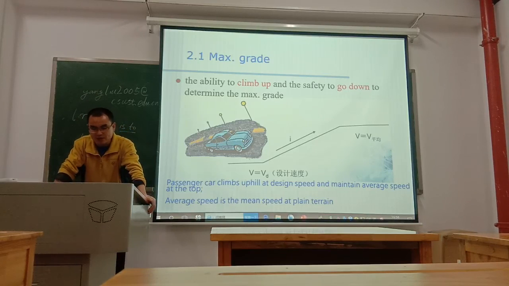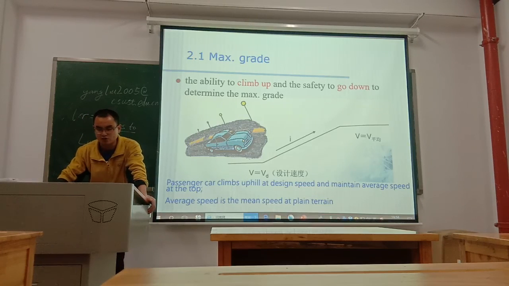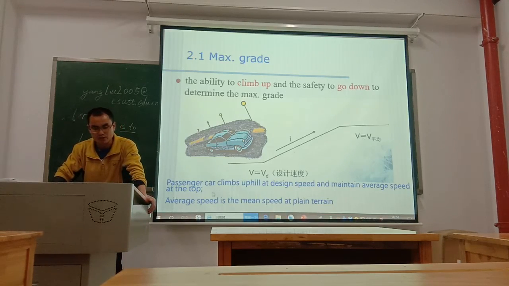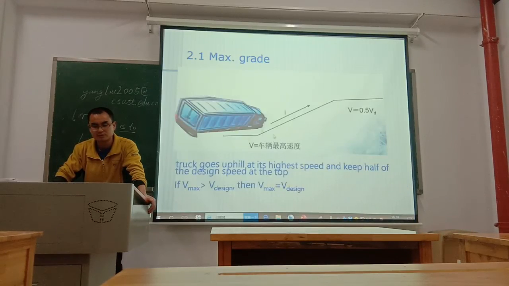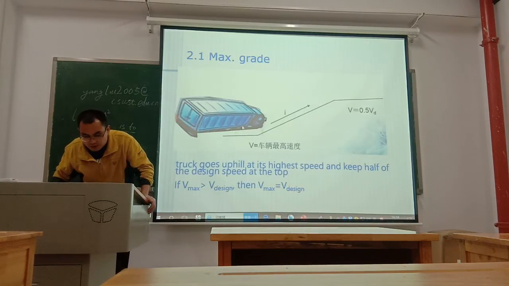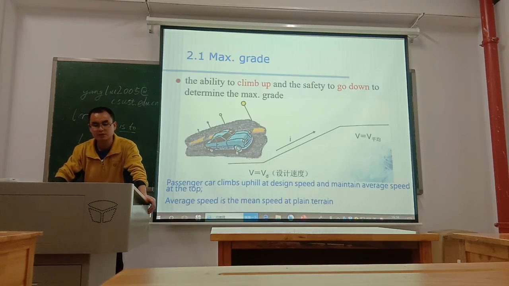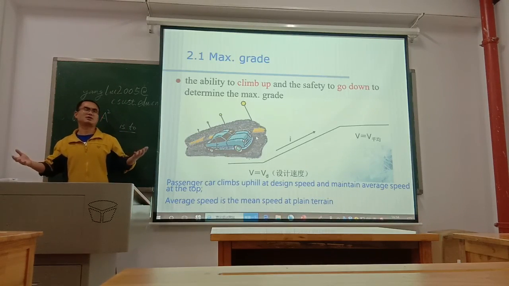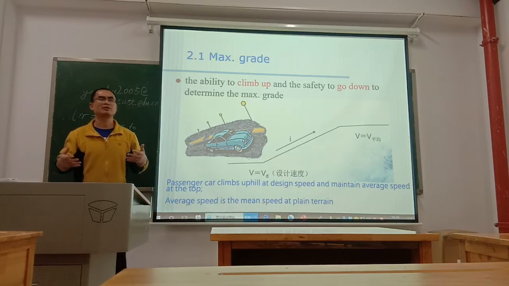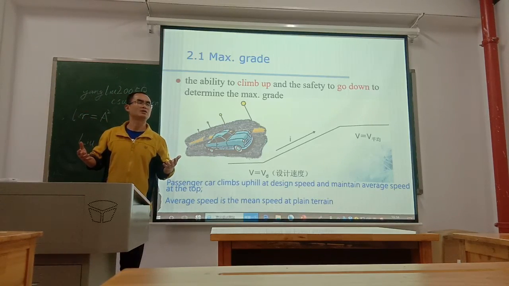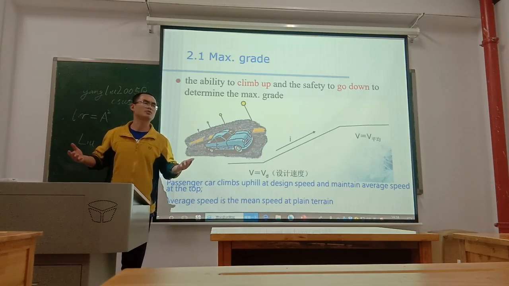A passenger car climbs uphill at design speed and maintains average speed at the top. Average speed is the mean speed on level ground. This is the truck. This is the car. A car has no problem climbing normal slopes, including steep slopes.